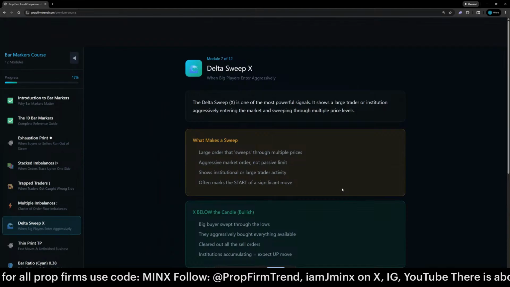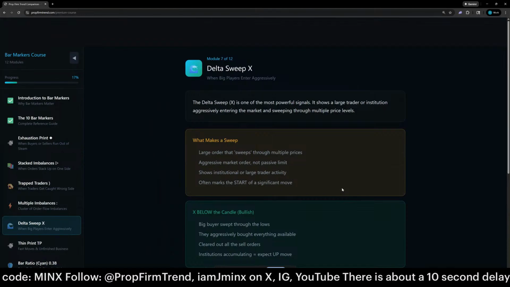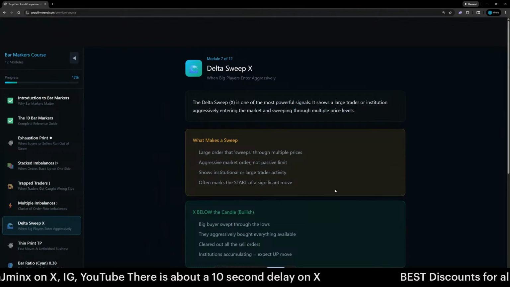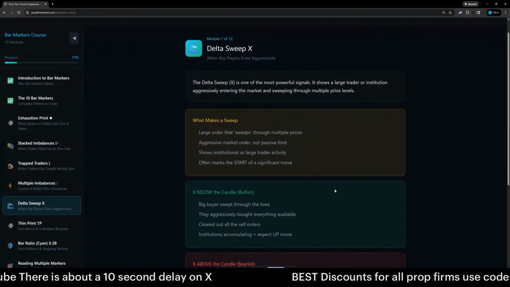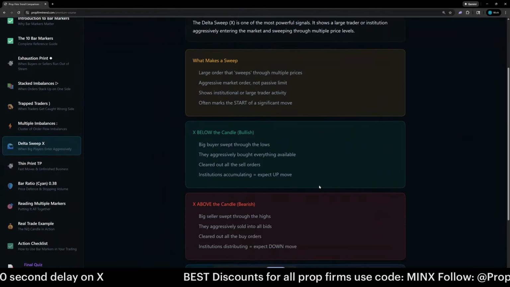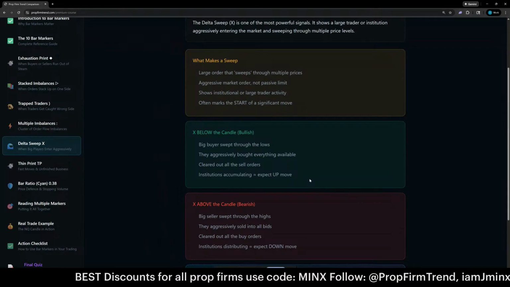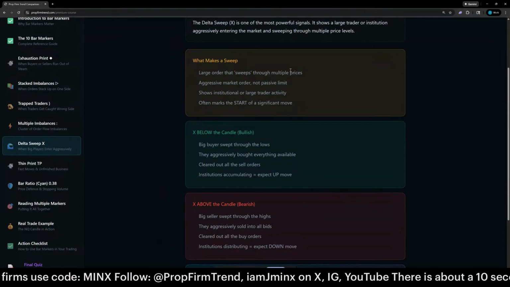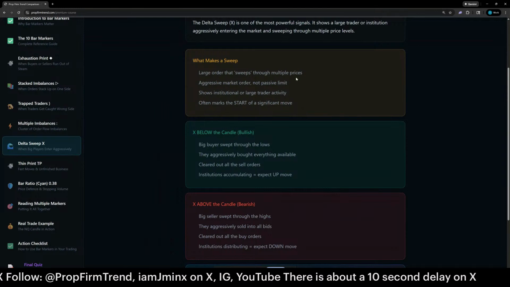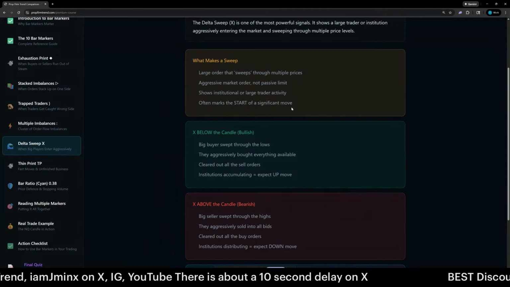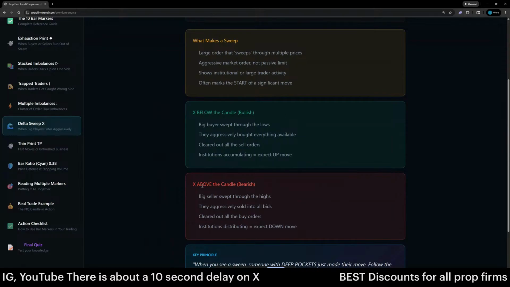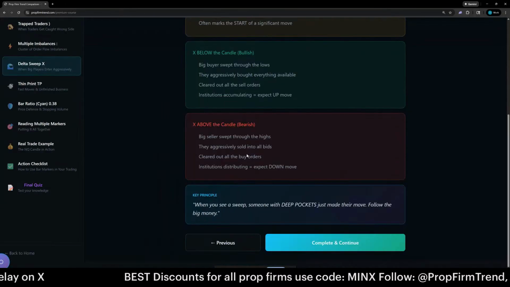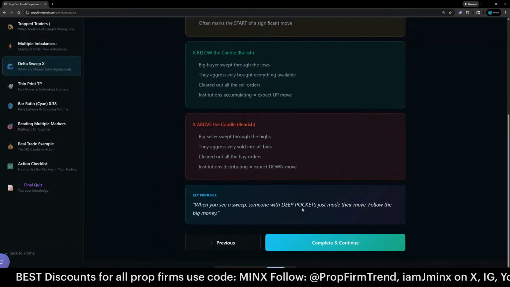This is when a large order or institution aggressively came in and entered the market. They swept through all these multiple price levels, and it's very, very aggressive. So that was that X that I showed you guys a little bit ago when we moved 100 points in less than a minute, right? So if the X is above the candle, it's bearish. If it's below the candle, it's bullish. It's deep pockets just made their move.